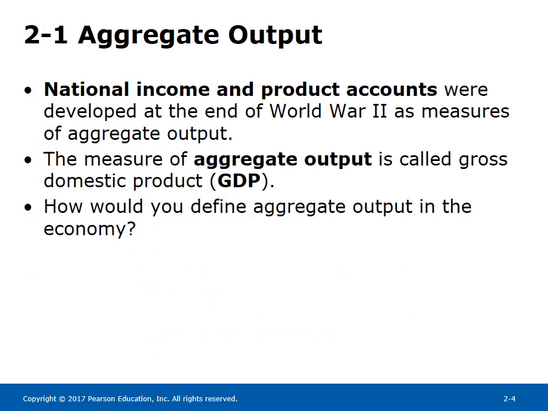Section 2-1 Aggregate Output. National income and product accounts were developed at the end of World War II as measures of aggregate output. The measure of aggregate output is called Gross Domestic Product, GDP. How would you define aggregate output in the economy?